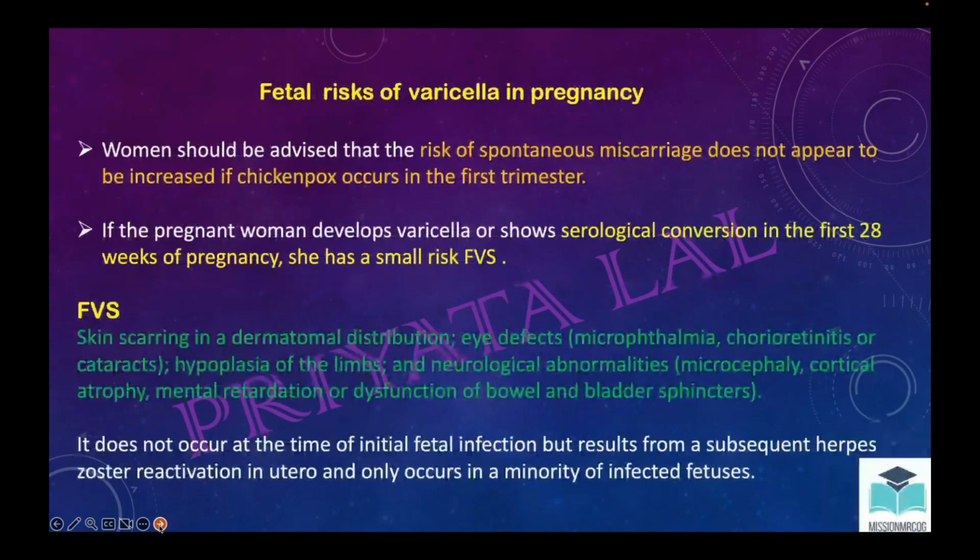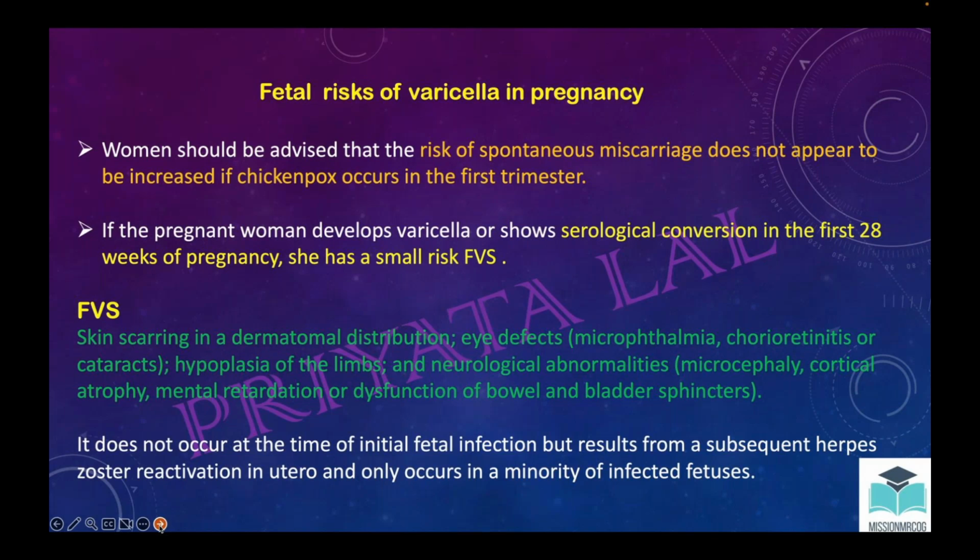Now, what could be the fetal risk? The risk of miscarriage doesn't appear to be increased if the woman got varicella in the first trimester, so it's fine. In Part 3, people, usually the role player will ask this question: would I miscarry? And your answer would be no. Then if seroconversion occurs in the first 28 weeks, they can develop congenital varicella, nowadays called fetal varicella syndrome.